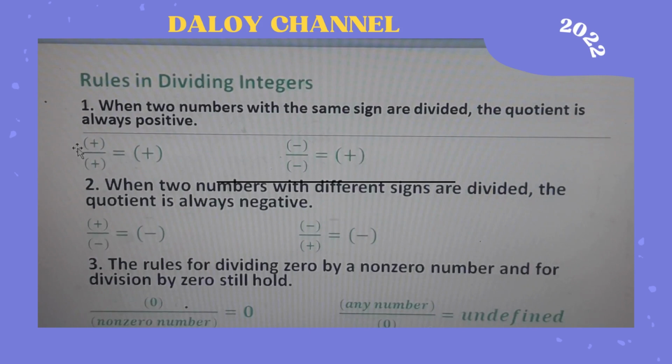And for rule number 3, the rules for dividing 0 by a non-zero number and for division by 0 still hold. Dividing 0 by a non-zero number is always equal to 0. And dividing any number by 0 implicates an undefined value.